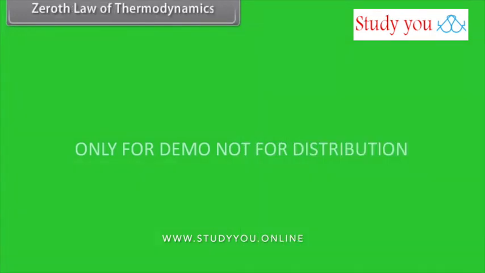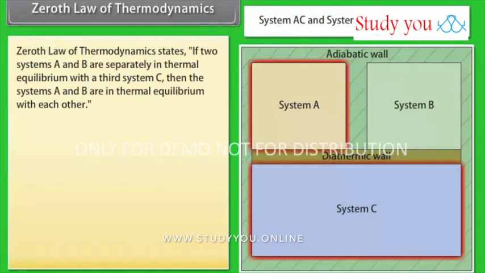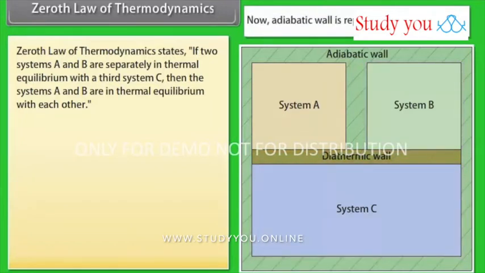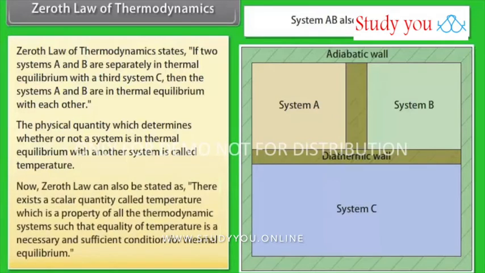Zeroth law of thermodynamics. Zeroth law of thermodynamics states, if two systems A and B are separately in thermal equilibrium with a third system C, then the system A and B are in thermal equilibrium with each other. The physical quantity which determines whether or not a system is in thermal equilibrium with another system is called temperature. Now, Zeroth law can also be stated as, there exists a scalar quantity called temperature, which is a property of all the thermodynamic system such that equality of temperature is a necessary and sufficient condition for thermal equilibrium.